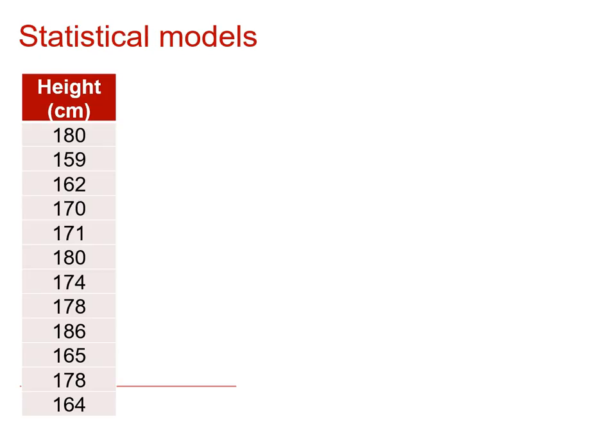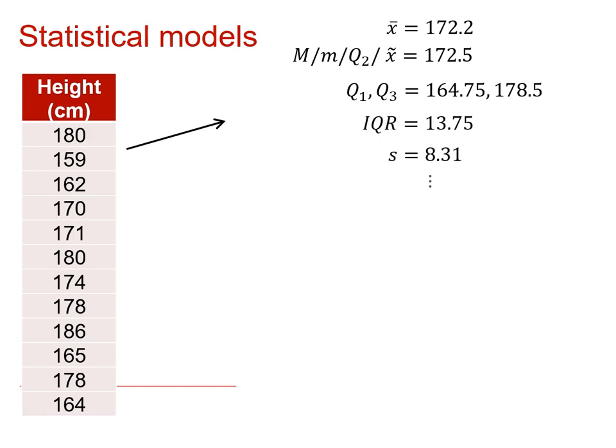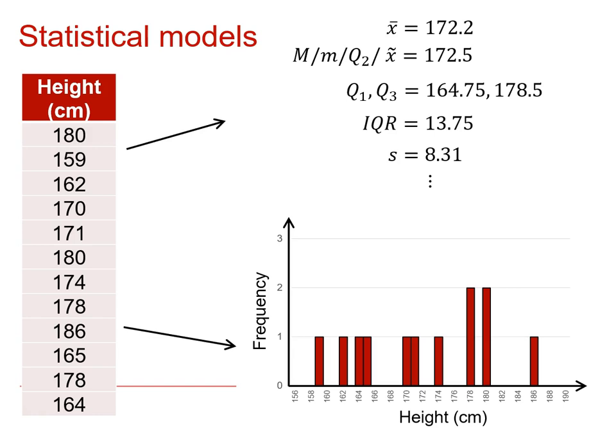So if we start with a small sample of data of student heights, we could produce lots of summary statistics, but they're all about the sample. We could draw a frequency diagram, but again, it's only about the sample.